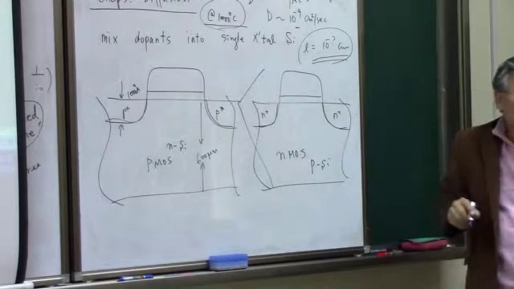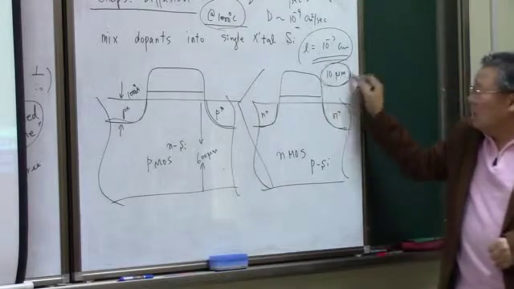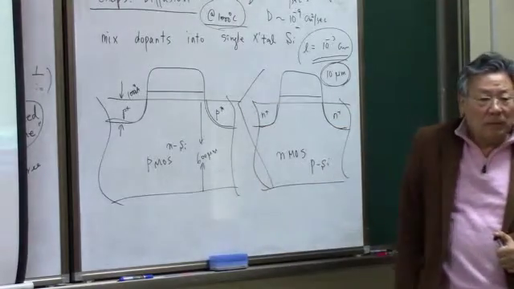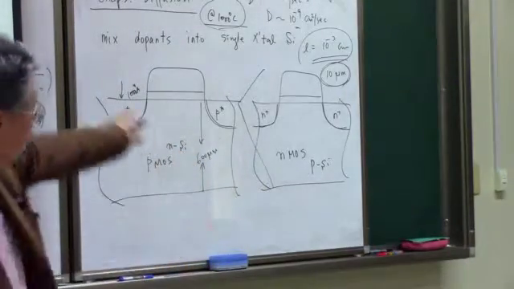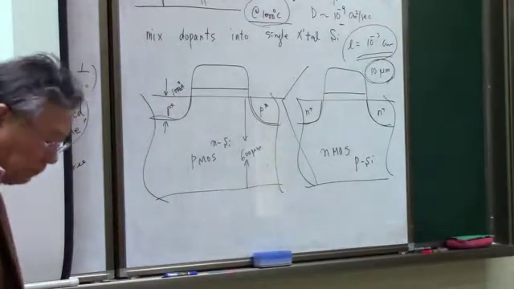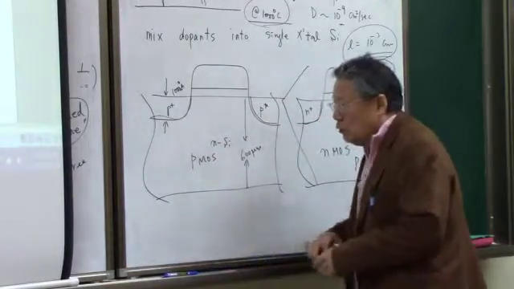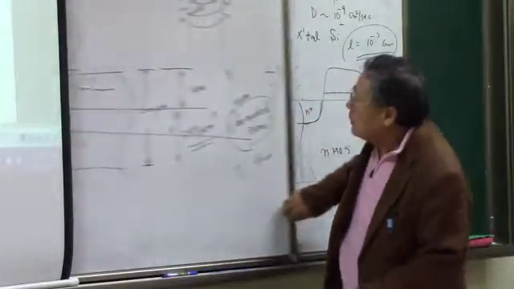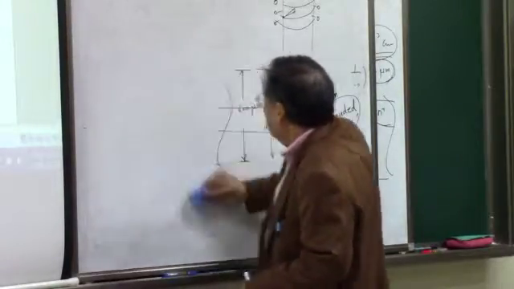What is the 10 to the minus 3 centimeters? That is the 10 microns. Only 10 microns can be diffused into the substrate, okay? So the dimensions we are talking about, the scales we are talking about, is something like that. And the diffusion process in the semiconductor can be distinguished by 2 steps. One is the pre-deposition, and the other is the drive-in, okay?